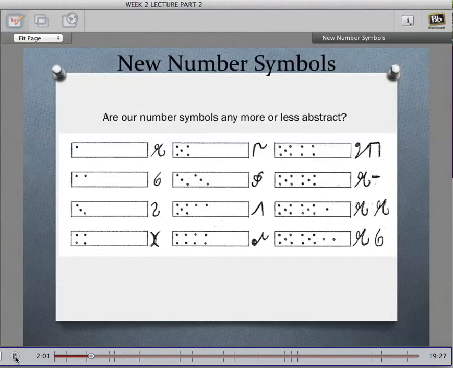What does this symbol look like that we're going to start using for a 2? In my mind, it kind of looks like a 6. How about 3? Well, to me, it kind of looks like a backwards S. How about this one? This will be a 4. That kind of looks like 2 parentheses having a party. How's that? Are they any more or less abstract than the symbols we use?